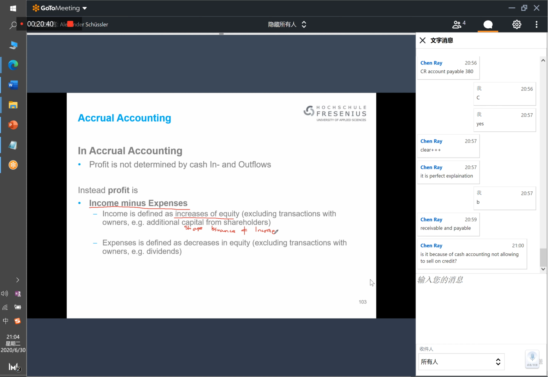Expenses, on the other hand, are defined as decreases in equity, excluding transactions with owners, such as dividends. Yeah, if you have a dividend, that is no expense.